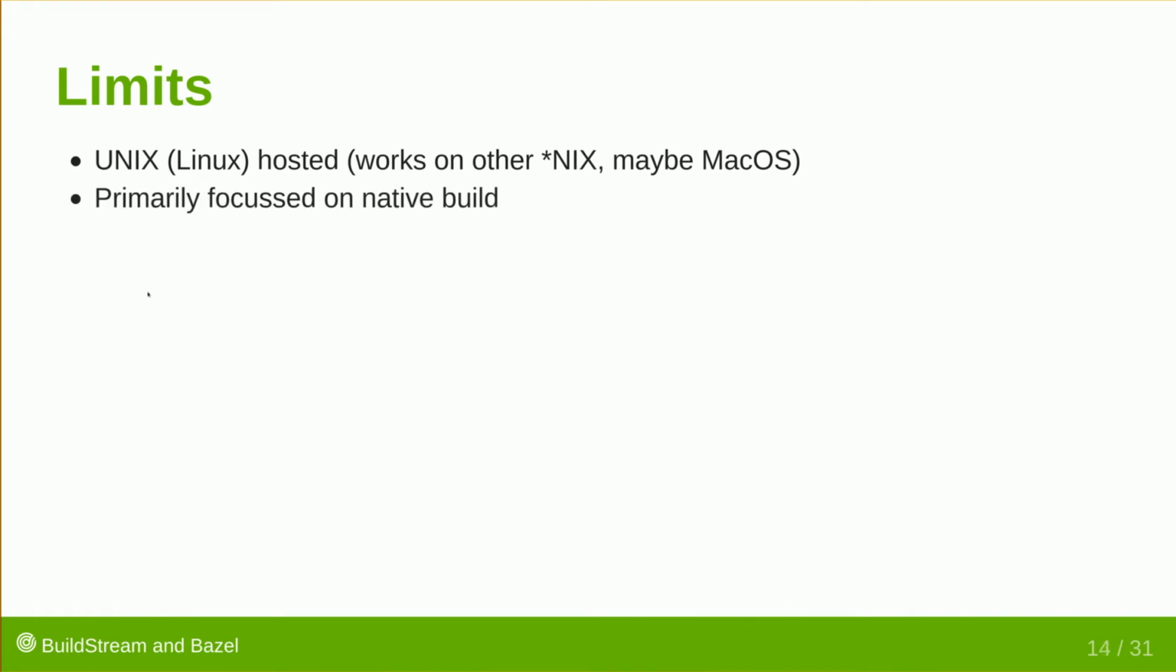BuildStream is primarily focused on native build. It can be used to cross-build. If you're crossing architecture in the same operating system, then the Free Desktop SDK project actually provides cross-toolchains. You know, x86_64 to ARM64 is pretty simple, but its primary focus remains native build.